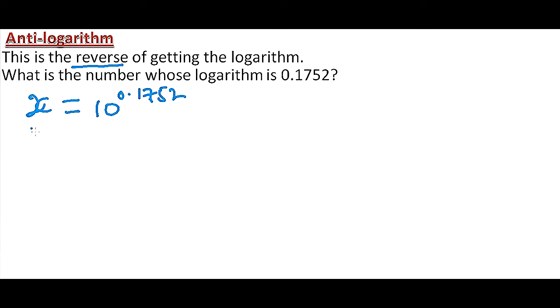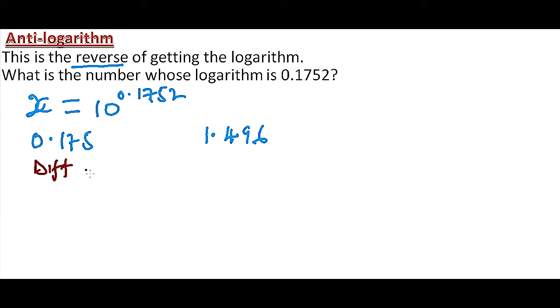What I will do is, from the logarithm table, go to the column labeled x and find the number that corresponds with 0.175. You find this number is 1.496. But remember, we want to get the anti-logarithm of 0.1752. So we have a difference of 2. So this 2, we call it a difference.